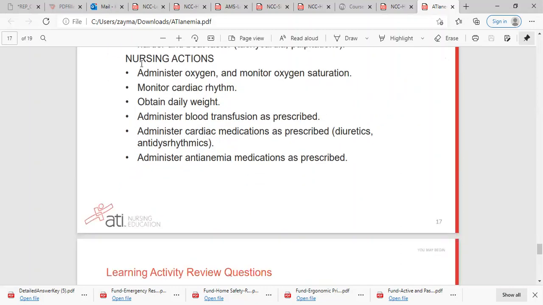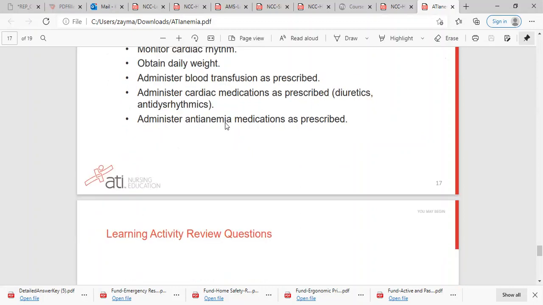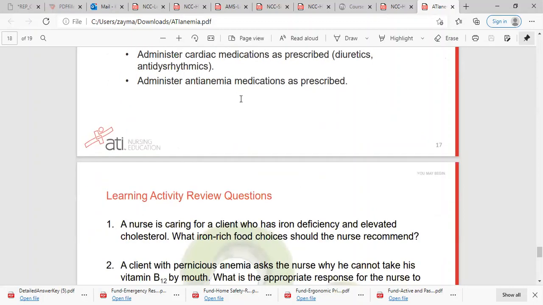So what can you do? Administer oxygen, administer blood transfusions, the medications as prescribed. We'll talk about that in a minute.